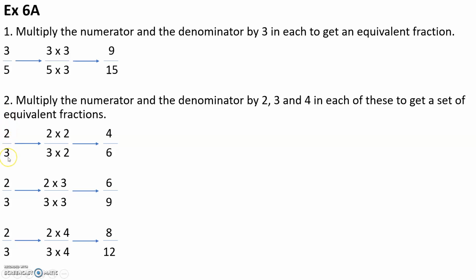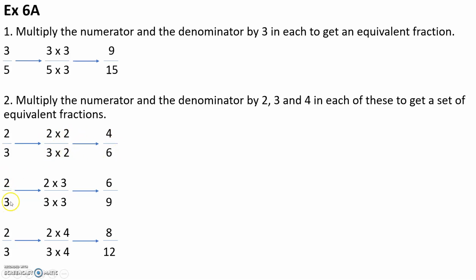This is the question given there. We have to first multiply it by 2. Then we have to multiply it by 3 and then we have to multiply it by 4. If they have given the number, we will use that number. If they have not given the number, we will use any number to find the equivalent fraction. So 2 upon 3, first we'll multiply by 2. So 2 into 2 upon 3 into 2 gives you 4 upon 6. 2 2s are 4 and 3 2s are 6.